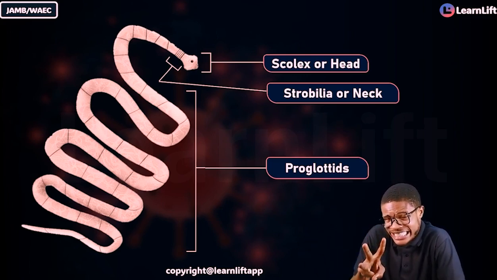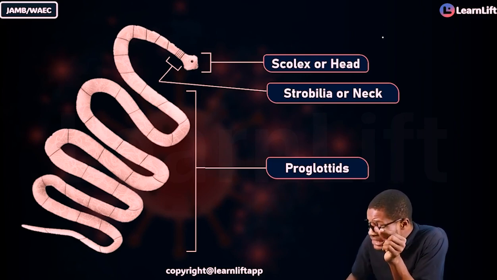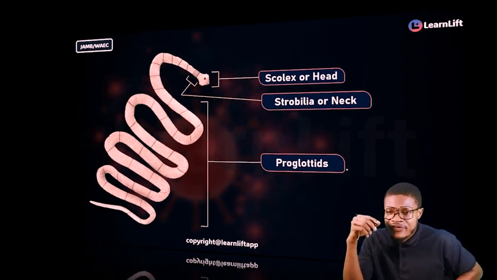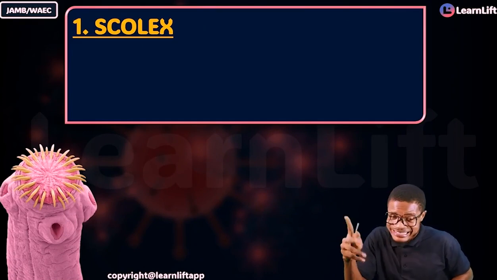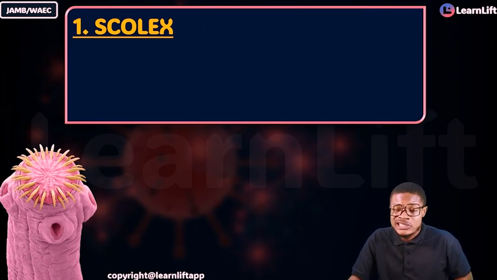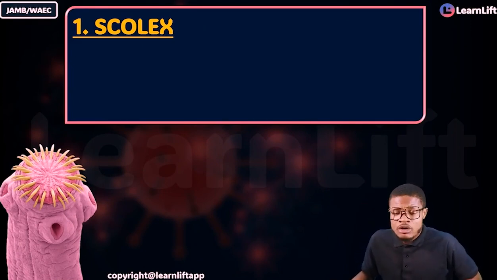Can I explain them one after the other? Look at the first that is called the scolex. Another name for scolex is what? Head, right? Okay. Now take note that there are three things that form the scolex. What are the three things that make up scolex?